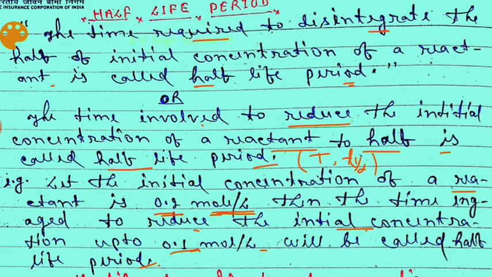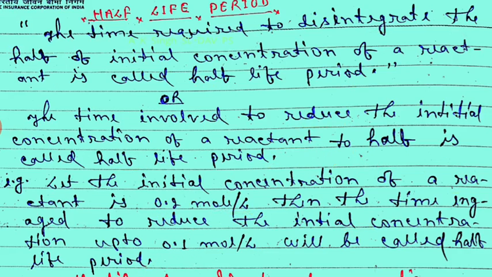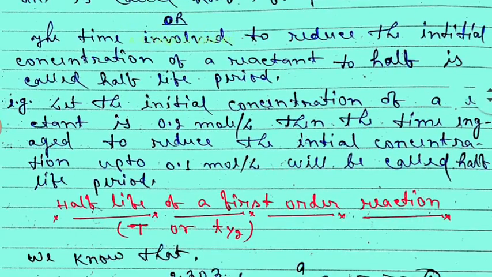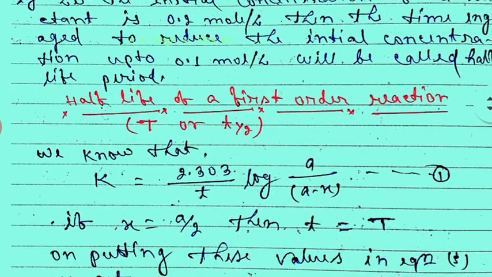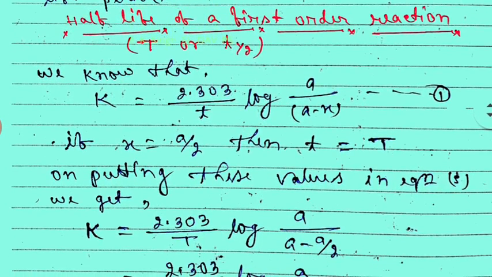So half life period is related to all types of order of reaction. Here you have to study half life period of first order of chemical reaction. Half life period of first order of reaction. Its symbol is indicated by capital T or T half. So it is the symbol.